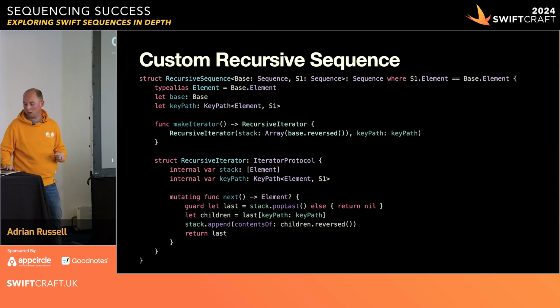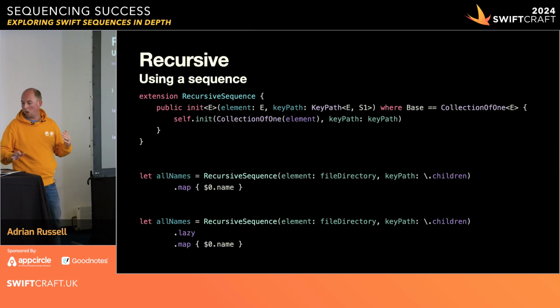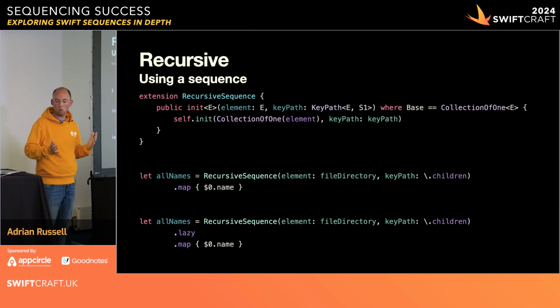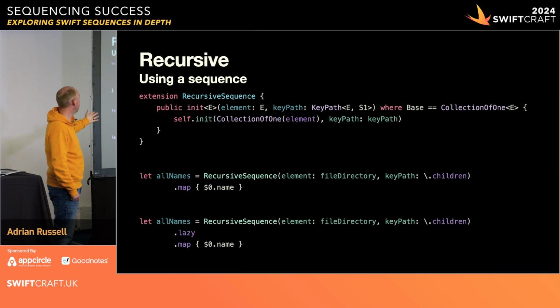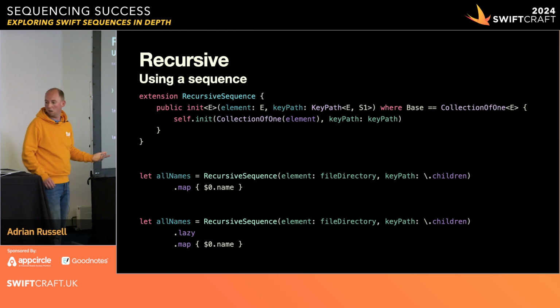As I said, we've got our base sequence because we can have multiple items at the top level, such as a table view. So if we've only got one element, we can use a collection of one rather than an array as our top element. That's why we've got two different versions. So our base element can now be a collection of one rather than forcing that into an array. And now we can completely consume a recursive structure using this recursive sequence. We specify the item going in and its children key path, and then we can do that.